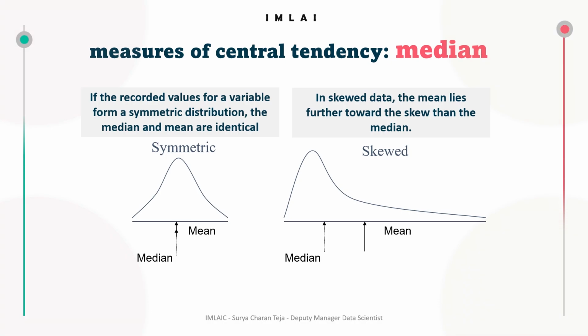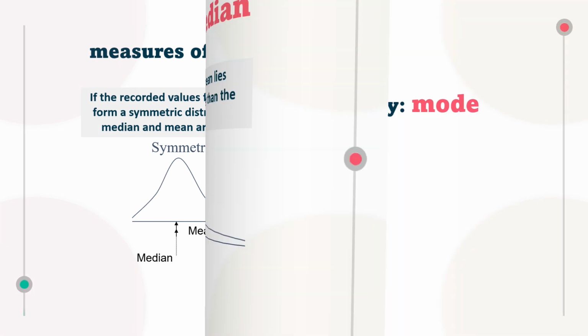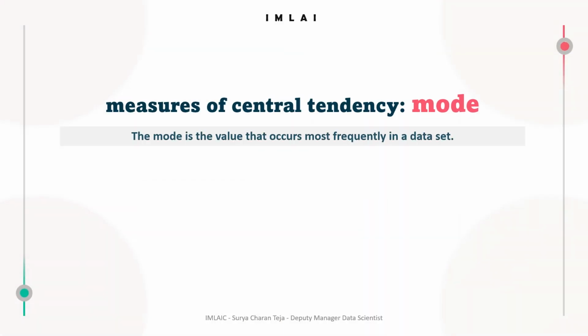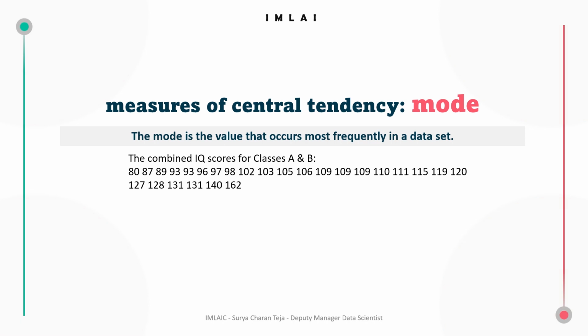Now let's look into the third measure of central tendency. That's our mode. The mode is the value that occurs most frequently in a data set. It is the value that appears with the highest frequency.